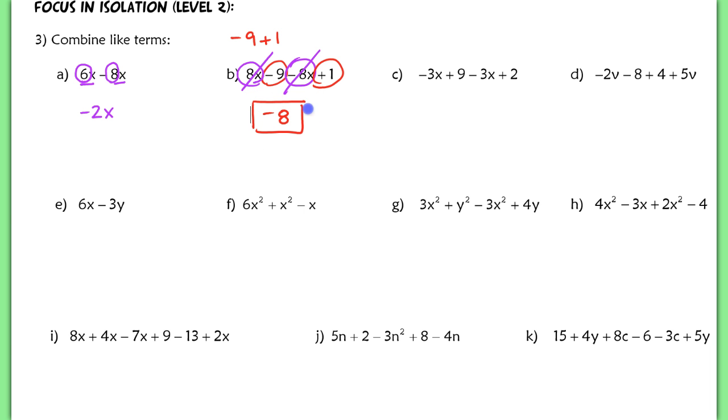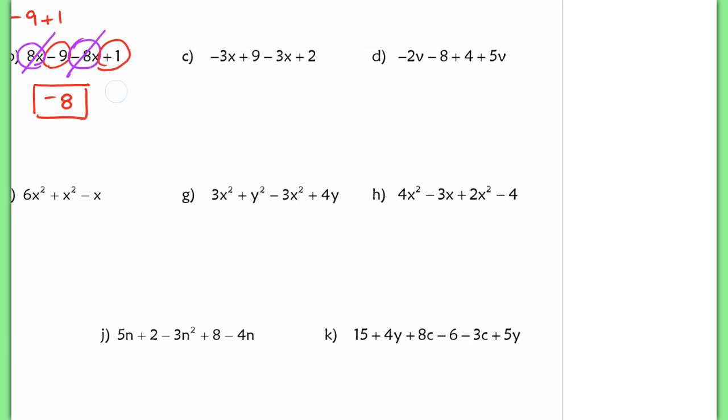Now in C, again, I want to circle the terms that are like terms. So I have negative 3x here and another negative 3x. So in my calculator, what I type in is negative 3 minus 3. I just keep the same signs in front and just type that right into the calculator. So from here, I would get negative 6x. Okay, so from negative 3x and negative 3x, I get negative 6x.